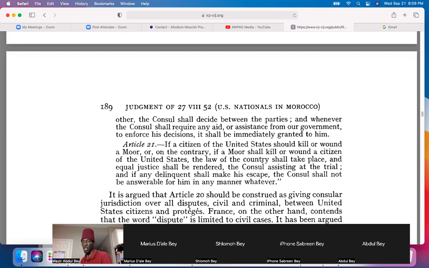The two parties. Who are the two parties? Citizens of the United States and Moors. If a citizen of the United States should kill or wound a Moor, or on the contrary, if a Moor, two is twice, is in there twice, shall kill or wound a citizen of the United States. So who are the two parties? Moors and United States citizens. That's it.